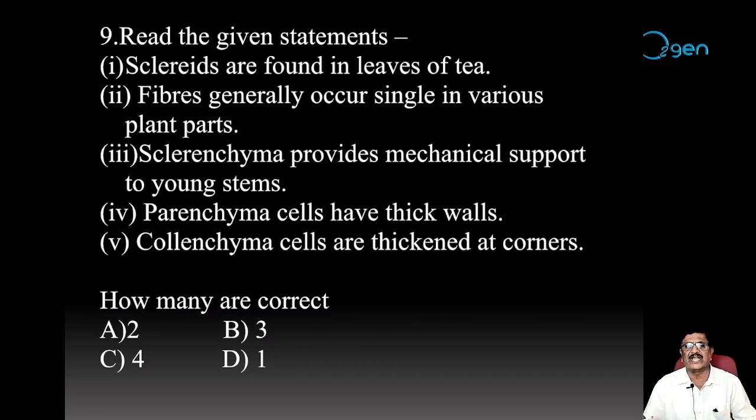Next question, question 9. Read the given statements. Few statements I have given, 1 to 5. Read out one by one statements, then come to the question. First, the sclerites are found in tea leaves. Yes, we studied that one in the synopsis. The tea leaves have one type of sclerenchyma cells called sclerites.